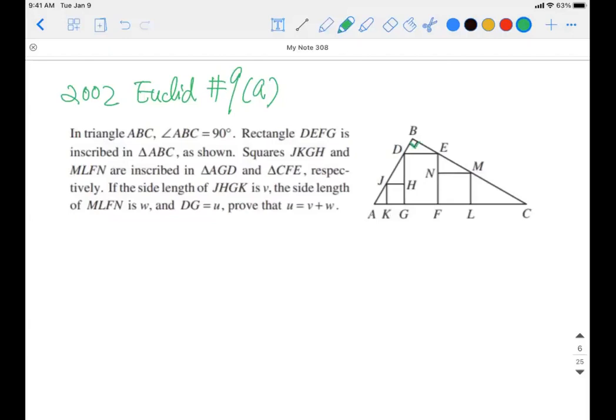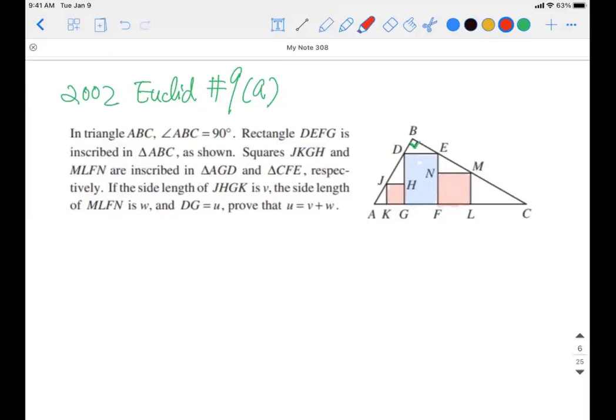Rectangle DEFG is inscribed in triangle ABC, as shown. Let me try to highlight it. The blue one is a rectangle. And you have two squares, JKGH, the little red one is a square, and also MLFN, this one is also a square. So you have two squares and one rectangle inscribed into this right triangle.